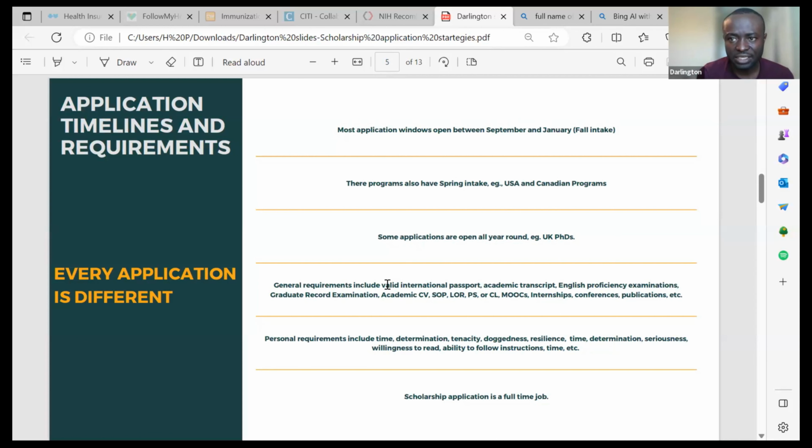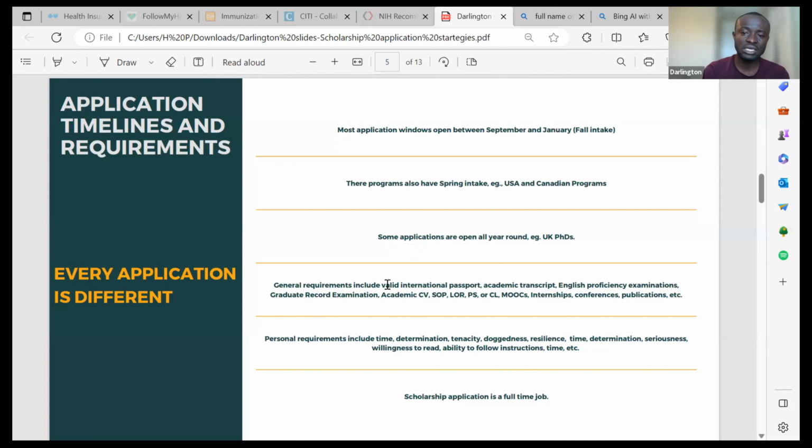You also need to have your academic transcript, your student transcript. You need to have it. Apply to your school, your student affairs, and you can get your student copy of your transcript with which you can make your applications. And when your application is successful, they can now ask for your official transcript from your school directly.